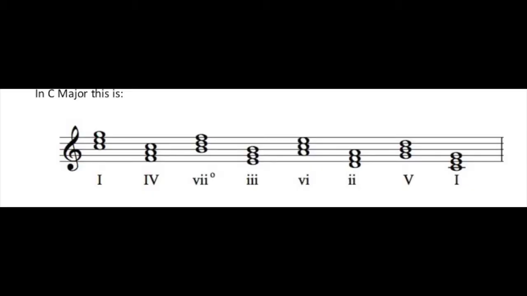The circle of fifths plays a large part in underpinning successful chord progressions in tonal music. So here is the circle of fifths. Chord 1, chord 4, chord 7, chord 3, chord 6, chord 2, chord 5, chord 1. So there is the perfect cadence at the end of the circle of fifths, right?